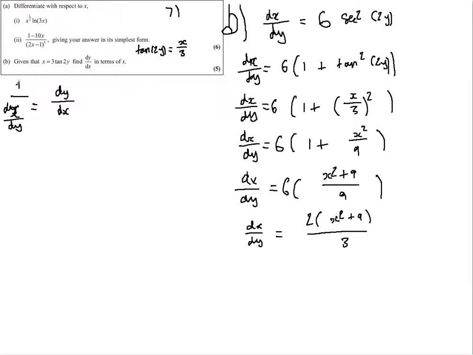Going back to this part, 1 over dx/dy equals dy/dx, and that's what we need to work out. So all we have to do now is invert this fraction, and so we can say therefore dy by dx will equal 3 over 2 into x squared plus 9. And that's the end of the question.